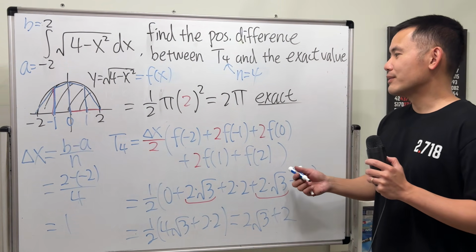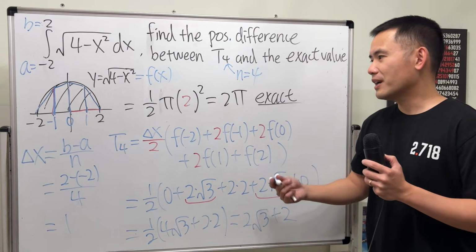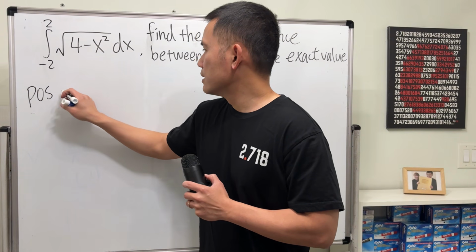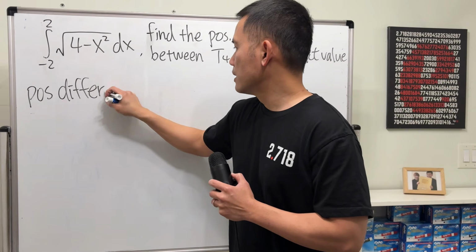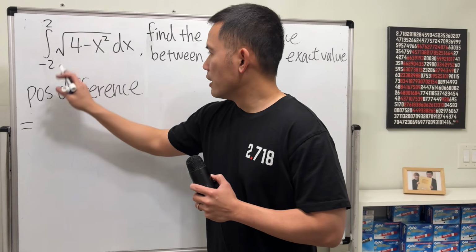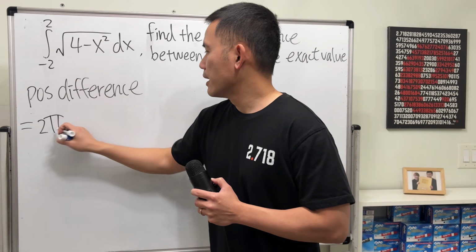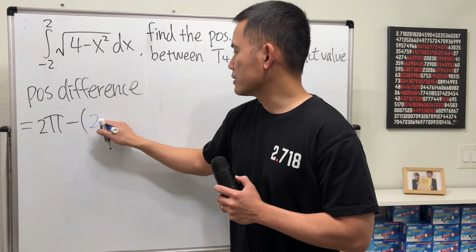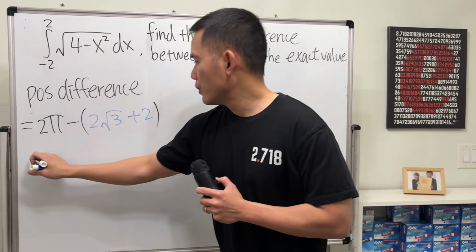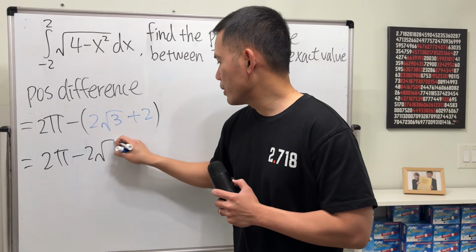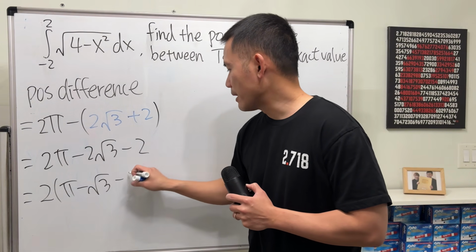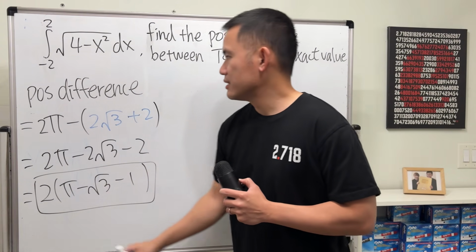Now, finally, we just have to do the exact value, subtract T4, and we'll be done. So finally, the positive difference between the integral and the trapezoidal rule: the result of the integral is 2 pi, and then we are going to subtract, the answer was 2 square root of 3 plus 2. So we have 2 pi minus 2 square root of 3 minus 2, and then we can factor out 2. So 2 times pi minus square root of 3 minus 1, and this right here is the final answer.